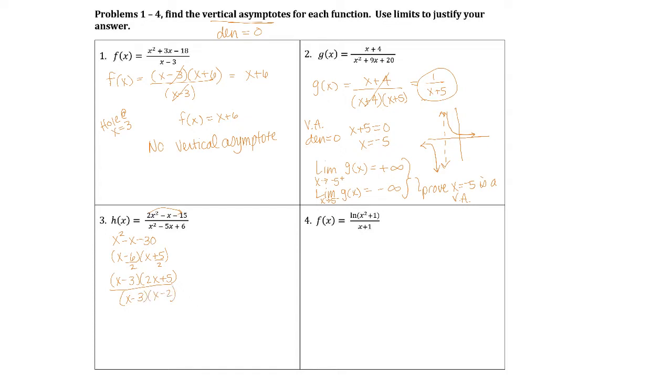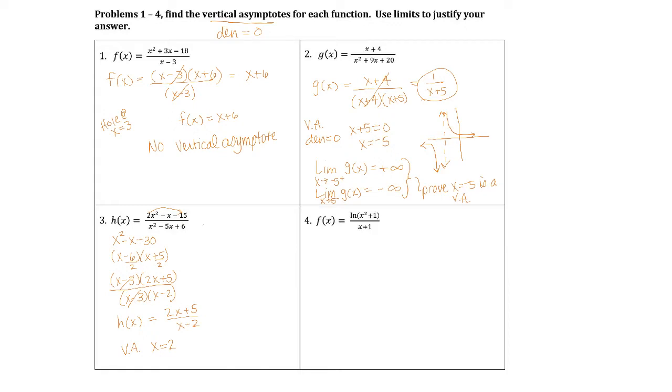The x minus 3's will cancel, so we see that h of x is going to be reduced down to 2x plus 5 over x minus 2. And then we have a vertical asymptote at x equals 2. That's going to be what makes the denominator 0.